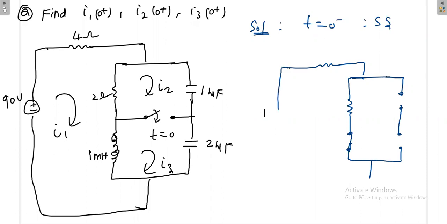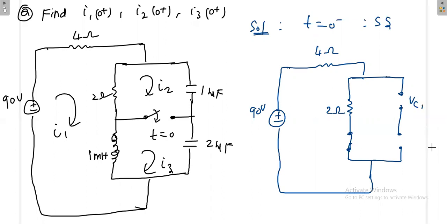This is 90 volt. What are the element values? This is 4 ohm. This is 2 ohm. And this is the voltage across capacitor 1. This is the voltage across capacitor 2. Anyway, the switch is not closed before t equal to 0. The switch is open. Now, what is the current here?